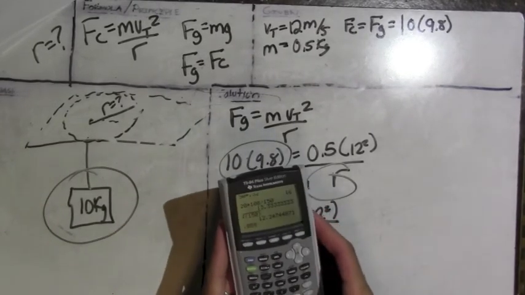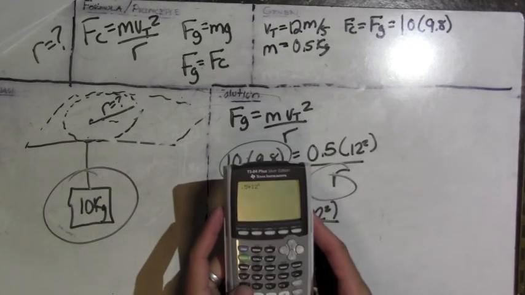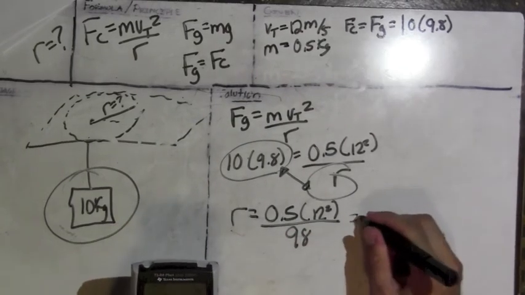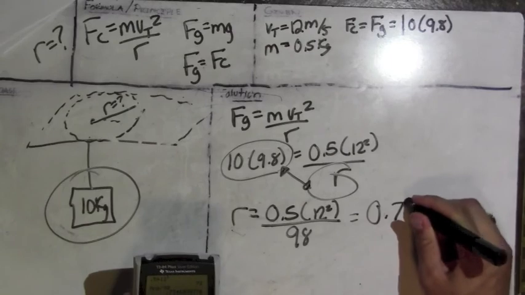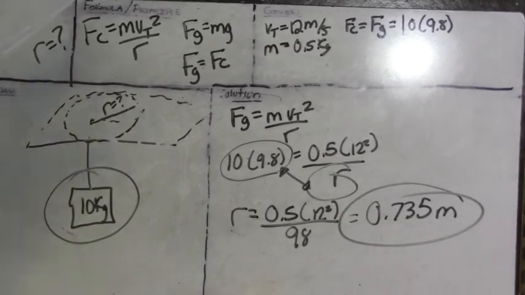So 0.5 times 12 squared divided by 98 gives you a radius of 0.735 meters.